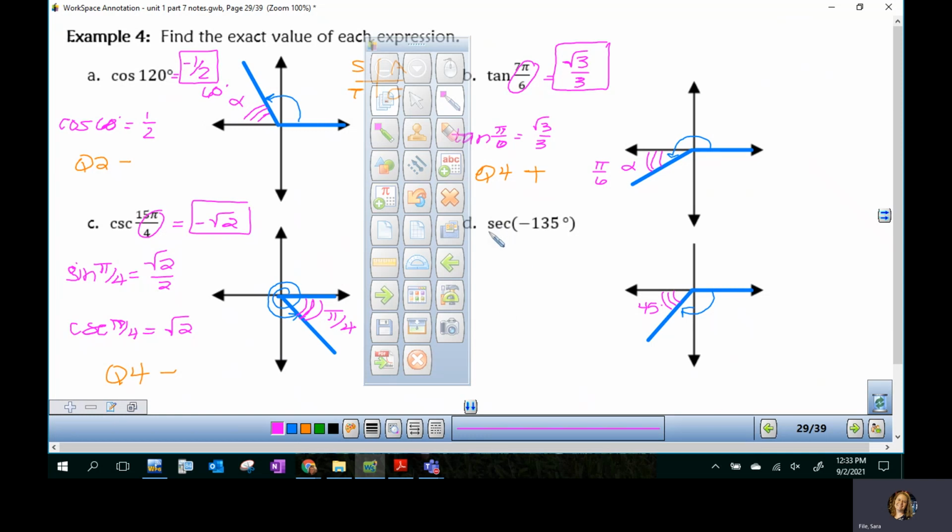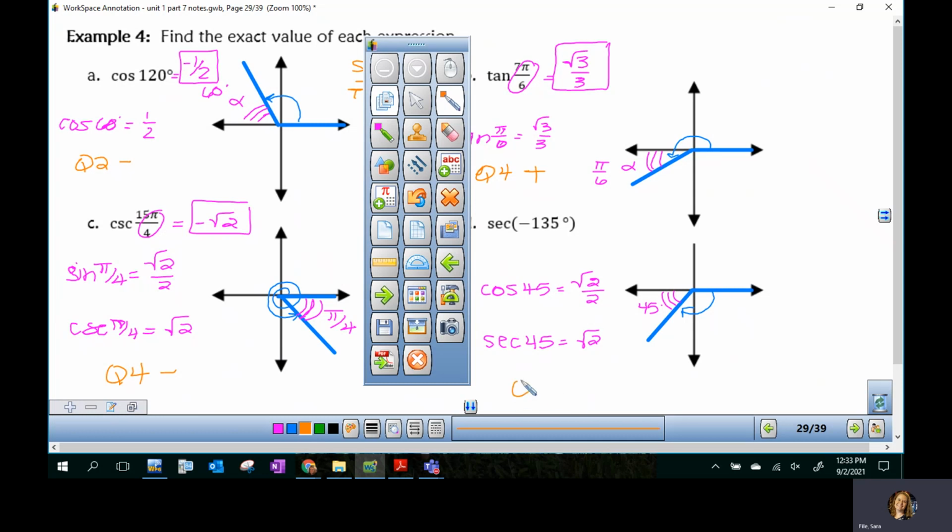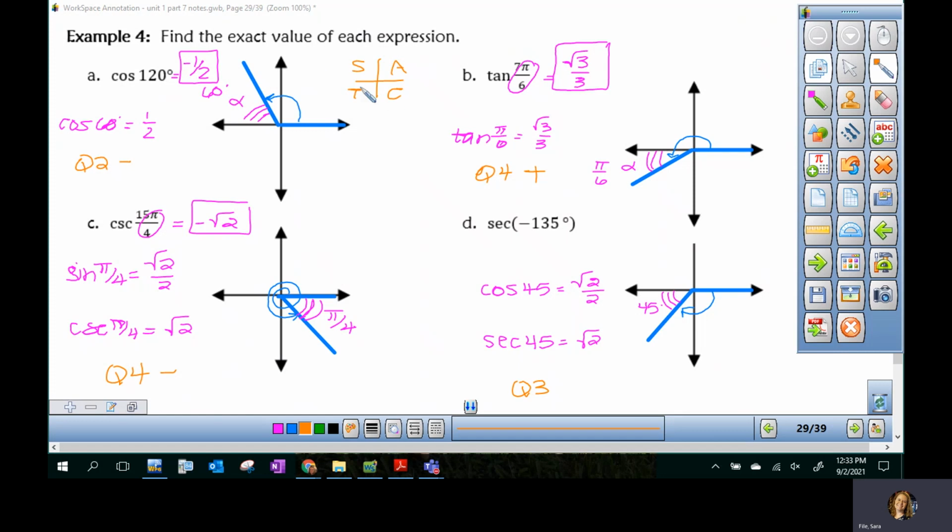So I'm asking myself, secant at 45, secant is the reciprocal of cosine. Cosine at 45 is root 2 over 2. So what's secant going to be at 45? Just square root of 2. Now I'm going to look and say, okay, I'm in quadrant 3. Should cosine be positive or negative in quadrant 3? Negative. Tangent's the positive one, so cosine is negative. So this is negative square root of 2.